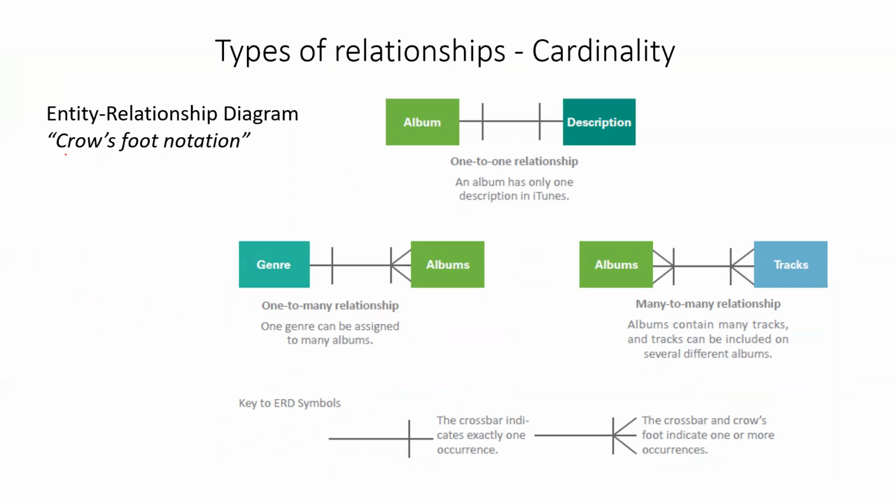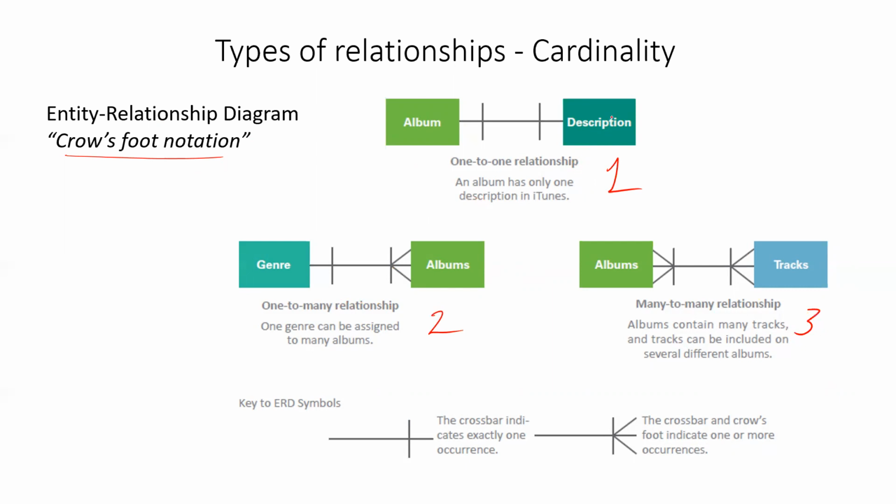And here we're going to use a different kind of notation because this is also a common notation. Before we were using different symbols, and we'll talk about both of them, but this is crow's foot notation. So let's look at the three main kinds of relationships that there are: one-to-one, one-to-many, and many-to-many.